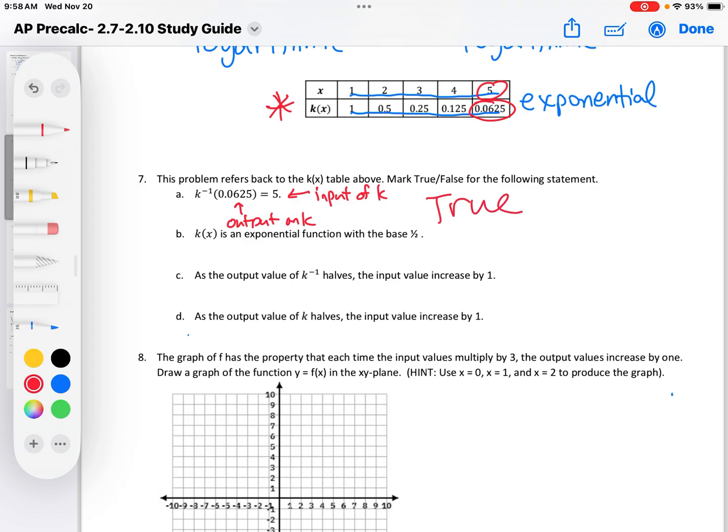Next one, k of x is exponential with a base of 1/2. We did that a moment ago. We do see it's exponential, and your outputs, you are multiplying by 1/2 each time. So this is also true.